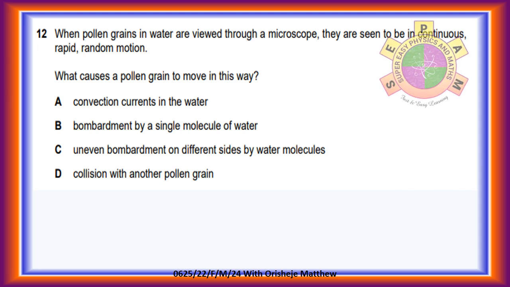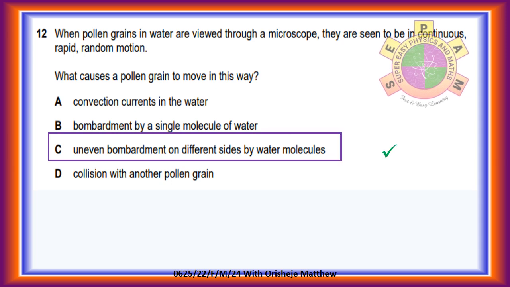Random motion of the pollen grain is due to the uneven collision with molecules of water from different sides. Option C is the correct answer. This phenomenon is called Brownian motion. It describes the random, erratic movement of microscopic particles suspended in a fluid, like water, due to the constant bombardment by the surrounding molecules of the fluid.